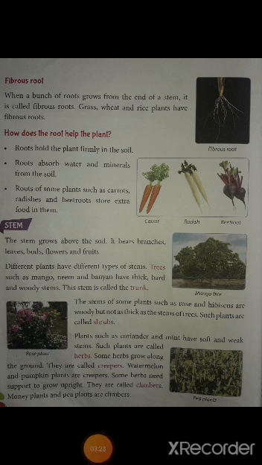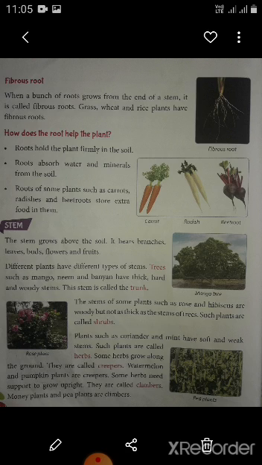How does the root help the plant? Roots hold the plant firmly in the soil. Roots absorb water and minerals from the soil. Root hairs increase the surface area for the absorption of water and minerals from soil.